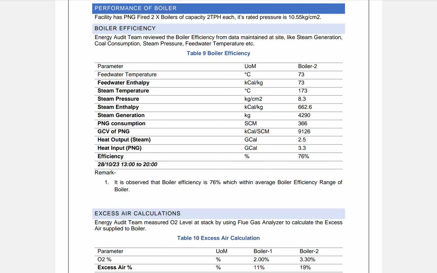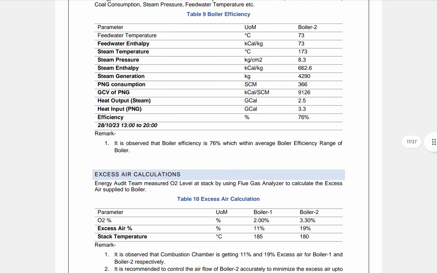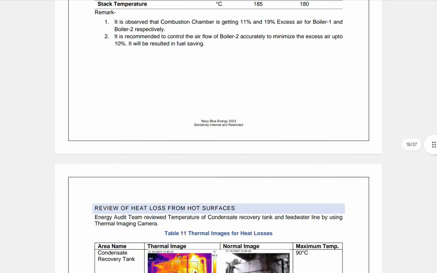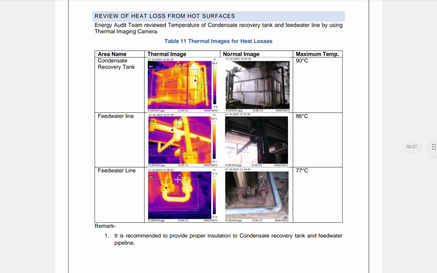Here you can see all the engineering calculations, with units like kilocalorie, joule, kcal, gigajoule, gigacalorie. This is purely an engineering calculation. Then excess air calculation. Then heat loss from hot surfaces. These are the infrared camera photos, where we can notice any heat loss or any cold ingress or hot ingress in the system.